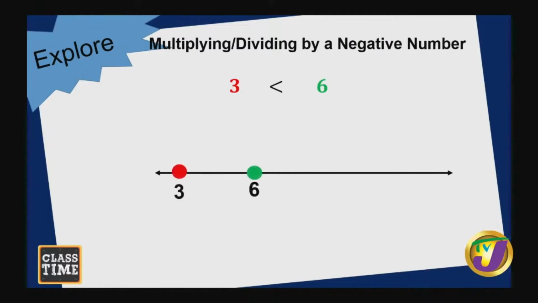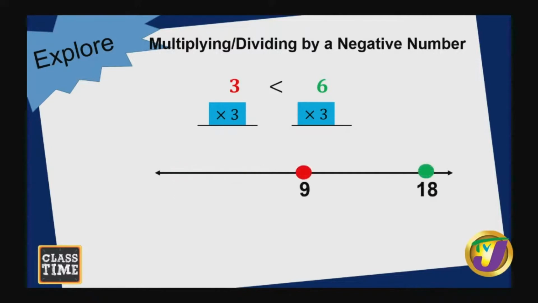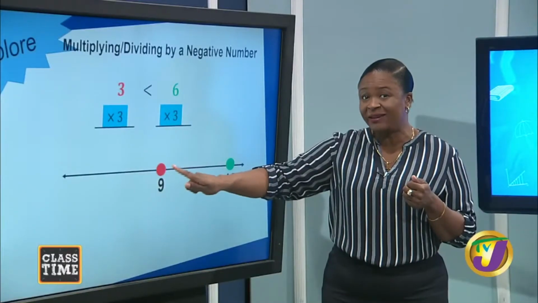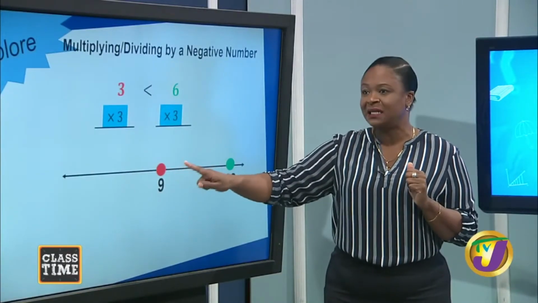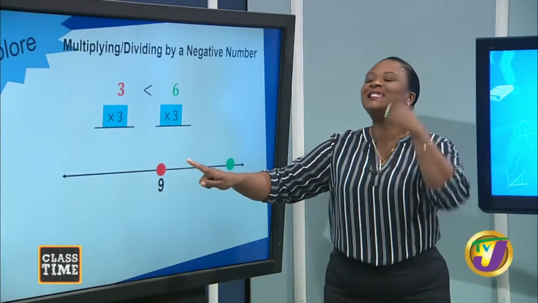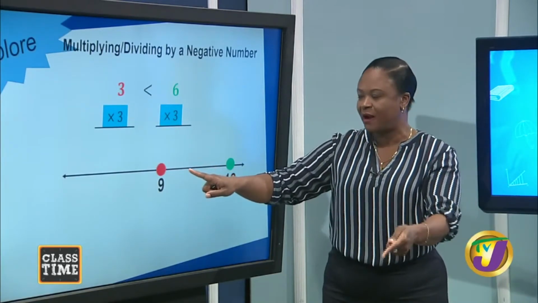If we were to, let's say, multiply positive numbers, multiplying by 3, of course, we know that the 3, which is less than 6, the 3 multiplied by 3 would give us 9, and the 6 multiplied by 3 should give us 18. And it holds true because the 9, remember the red dot here is representing the value that is in the less position.